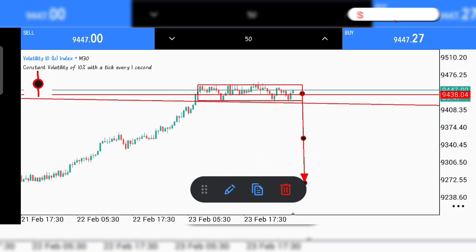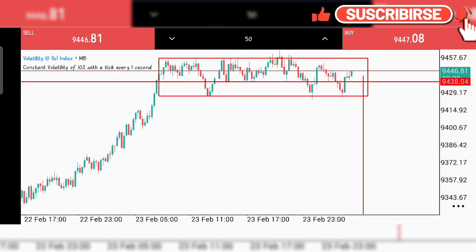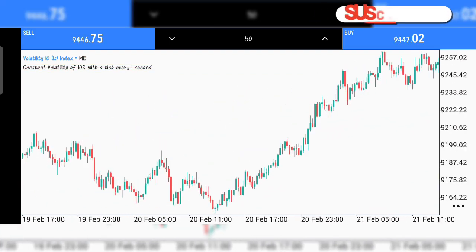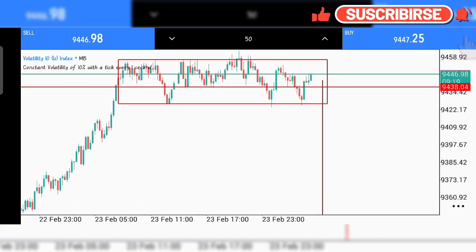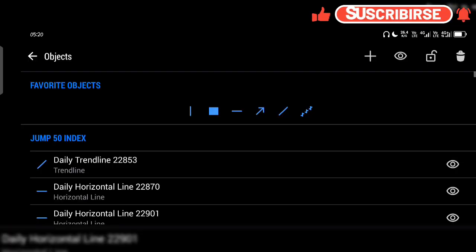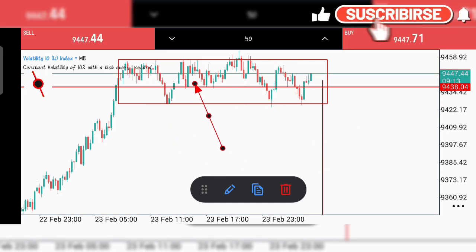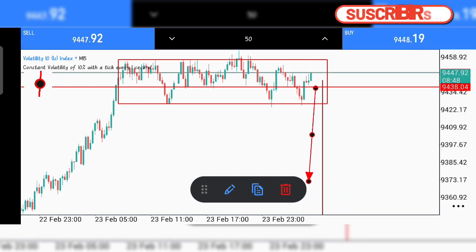Okay, so let me just put it here and go over to the M30. From the past reactions, the market has been bullish, and it was actually bullish before forming this ranging, this consolidation. So we haven't had a breakout yet. Then there's a higher chance of this market breaking out here.